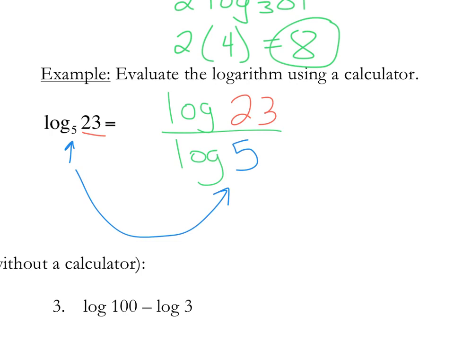We can plug in the log of 23 divided by the log of 5, and I got 1.95 as my answer. Always good to go back and make sure that makes sense. In this case, I said at the beginning, it makes sense that log base 5 of 23 should be a little bit less than 2, and 1.95 fits the bill.